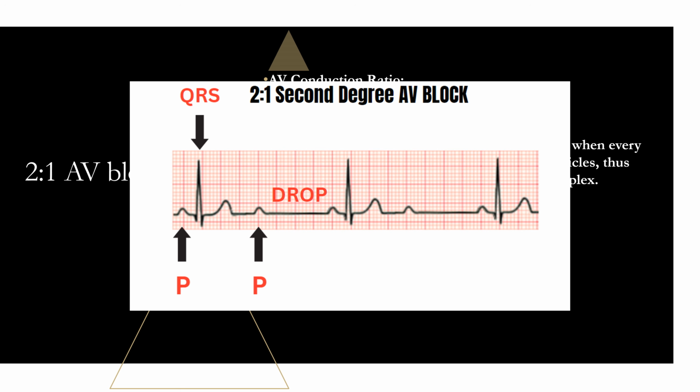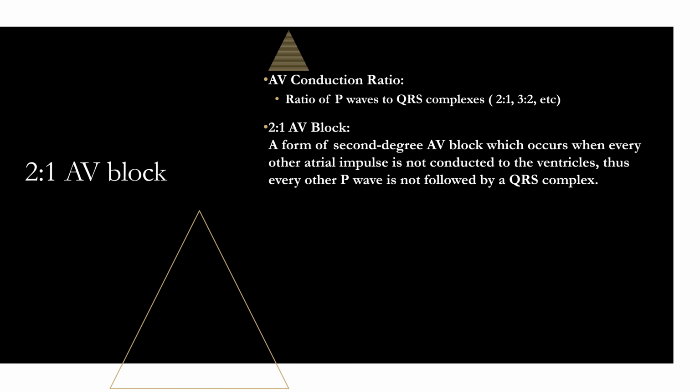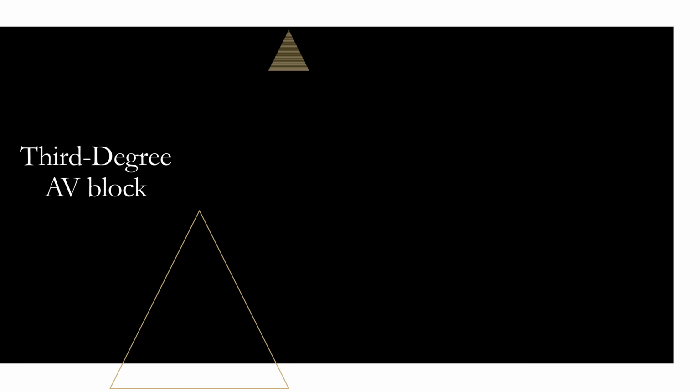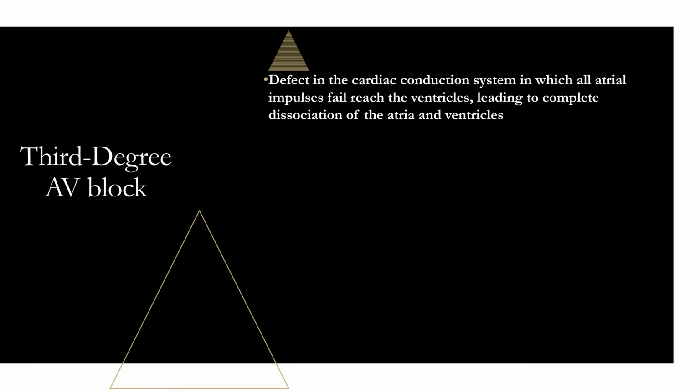All right, so let's move on to the last topic, and that is a third-degree AV block, which is a defect in the cardiac conduction system in which all atrial impulses fail to reach the ventricles, leading to complete dissociation of the atria and ventricles. So you can see why this one is so serious. Before, we either had delays in the impulse or occasional dropped beats, but in this case, it's no longer an occasional occurrence. There is a complete, persistent loss of conduction from the atria to the ventricles.